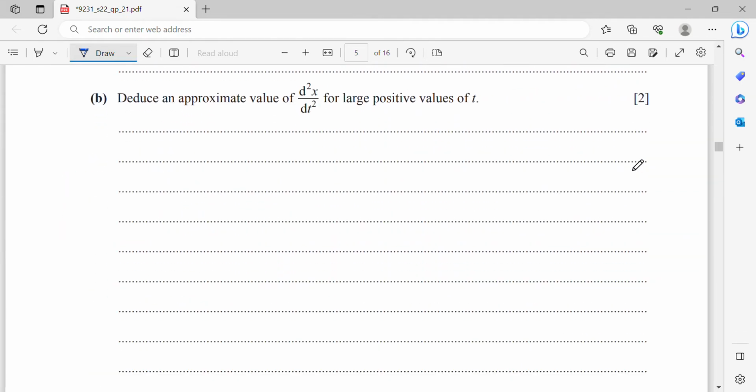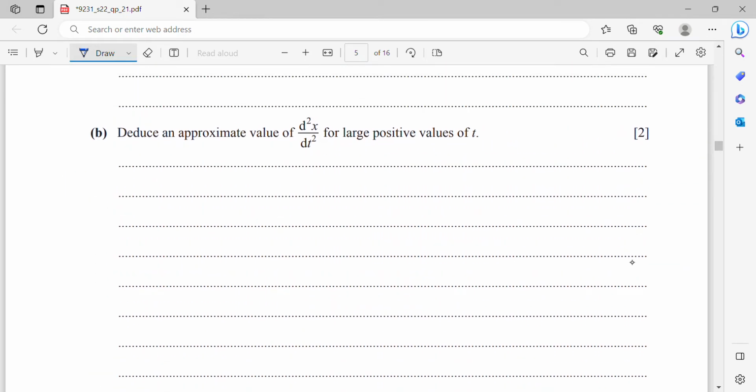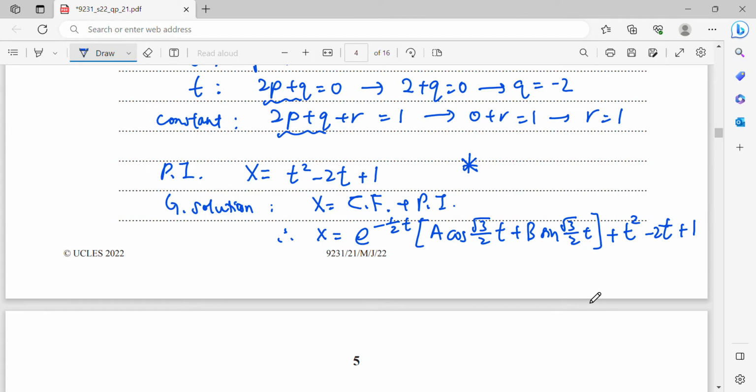Now part B: deduce the approximate value of d squared x over dt squared for large positive values of t. You must understand that large positive values of t means when t tends to infinity. But now we are approximating the value for d squared x over dt squared. Just now we have found the x value, so now I need to differentiate two times and then approximate the value when t tends to infinity.